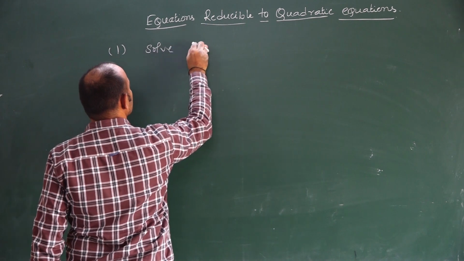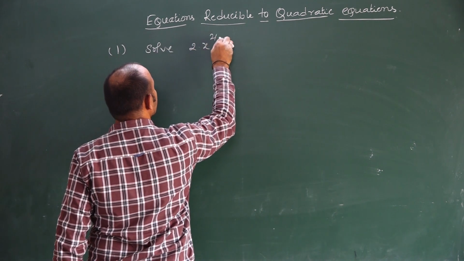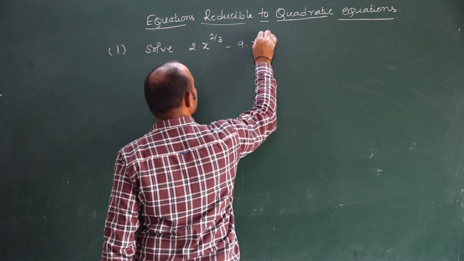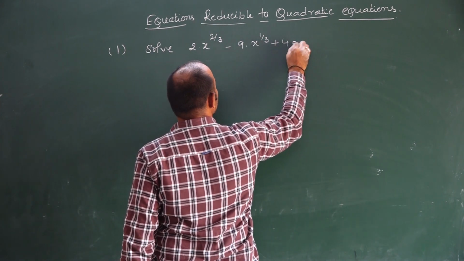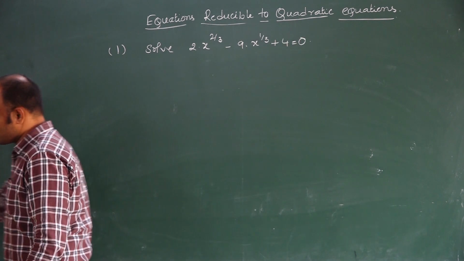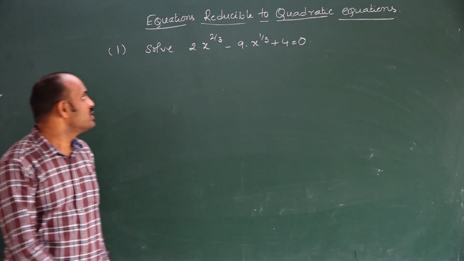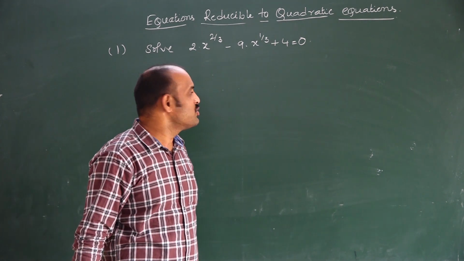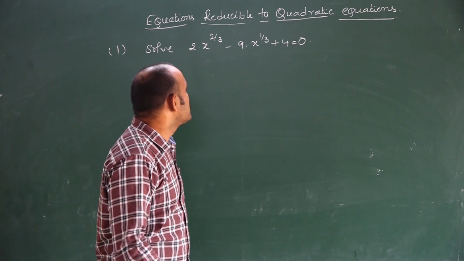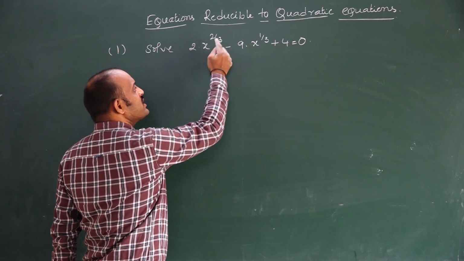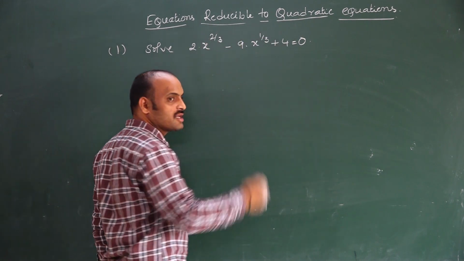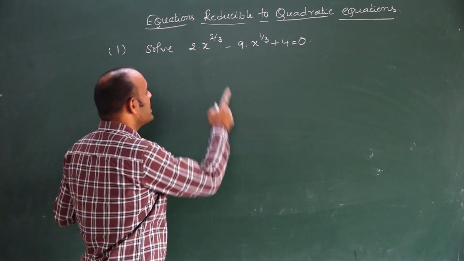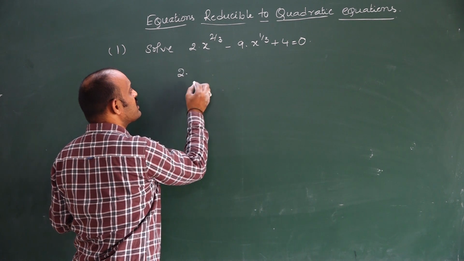Solve 2 into x power 2 by 3 minus 9 into x power 1 by 3 plus 4 is equal to 0. Here the power is 2 by 3, here the power is 1 by 3. It is not in the standard form of the quadratic equation. I need to convert it to the standard form of the quadratic equation.